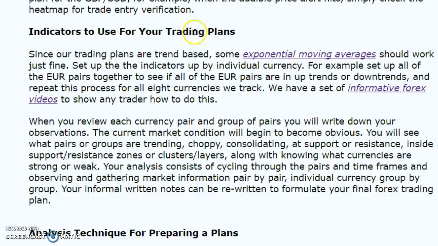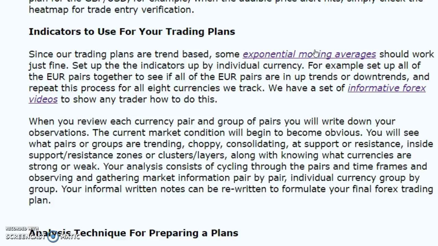The indicators for your trading plans are pretty simple. They're exponential moving averages. We'll show you some. They're easy to set up. You can set up the exponential moving averages for one currency pair in about a minute, and for all 28 pairs you can set them up in about 20-30 minutes.